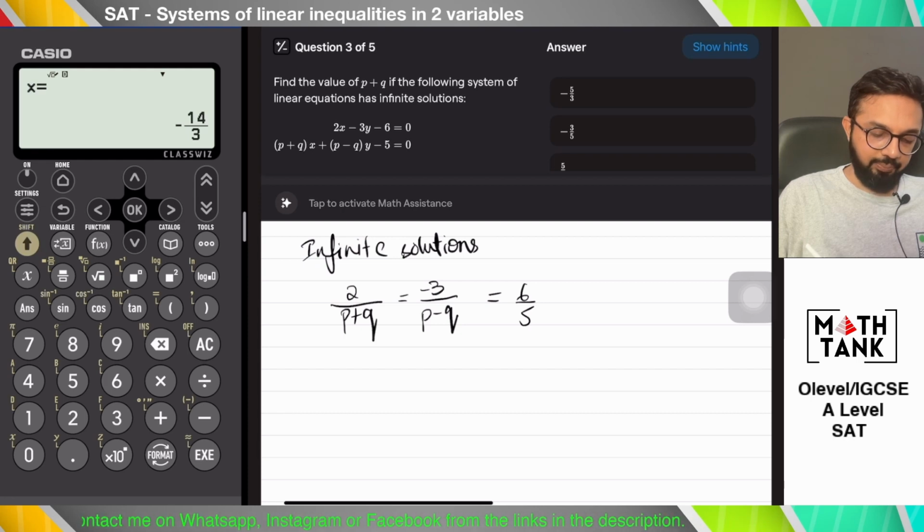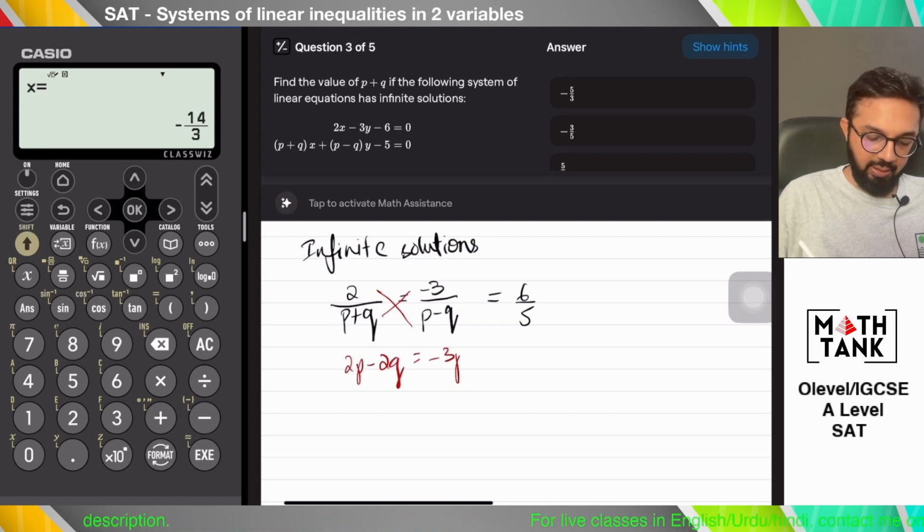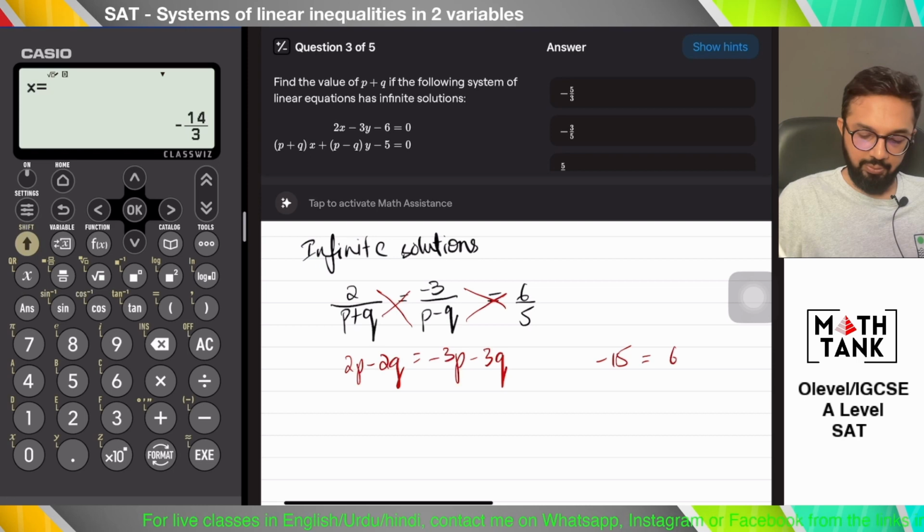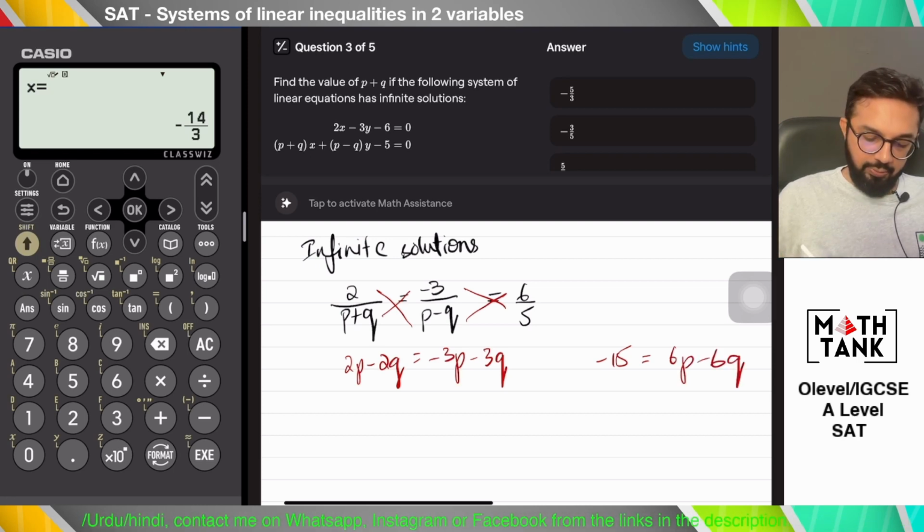Okay, so I have then this equation that I can solve. I get 2p minus 2q equals minus 3p minus 3q, and minus 15, if I cross multiply these, minus 15 equals 6p minus 6q. Okay, so I get 5p plus q equals 0.